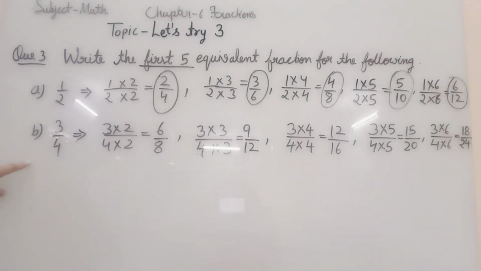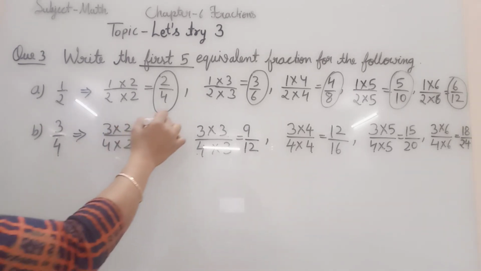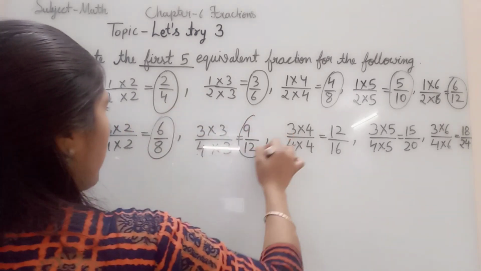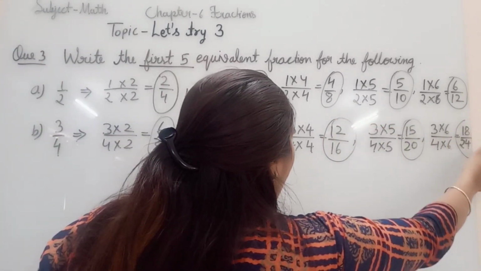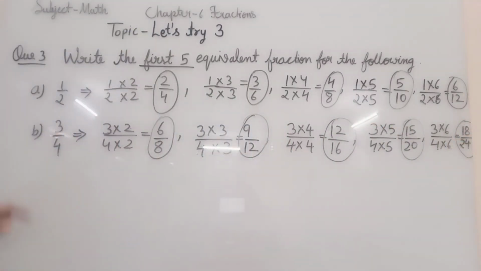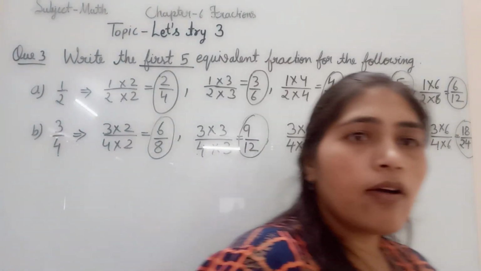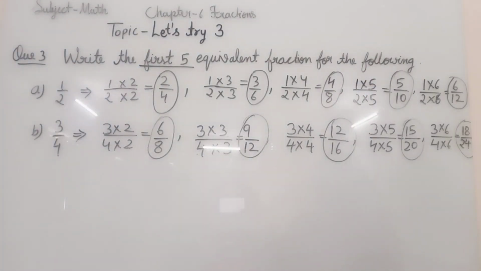So this is the way to find the equivalent fractions for this number. So these are 6 by 8, 9 by 12, 12 by 16, 15 by 20 and 18 by 24, the first 5 equivalent fractions of 3 by 4. Got it? So now let's see the next one.